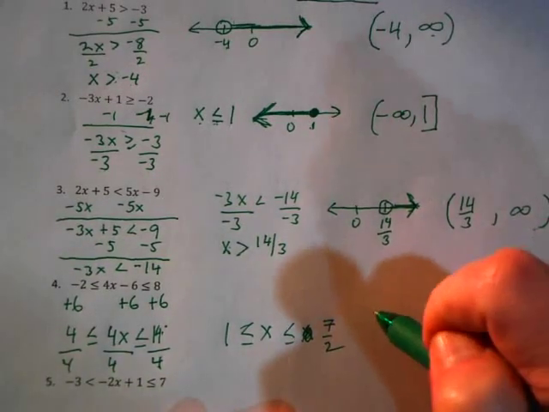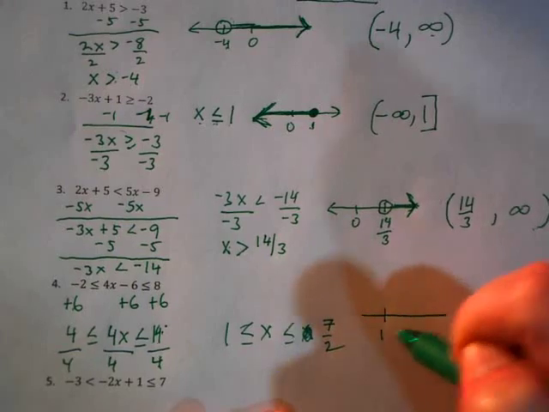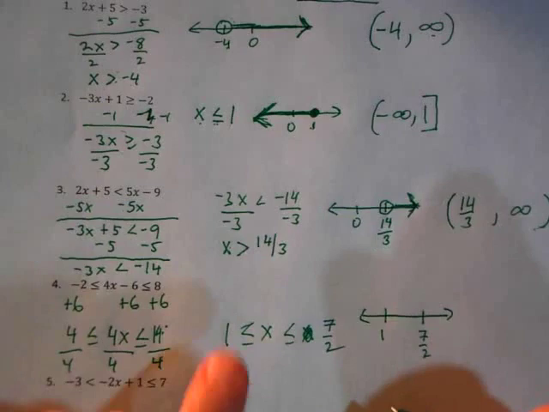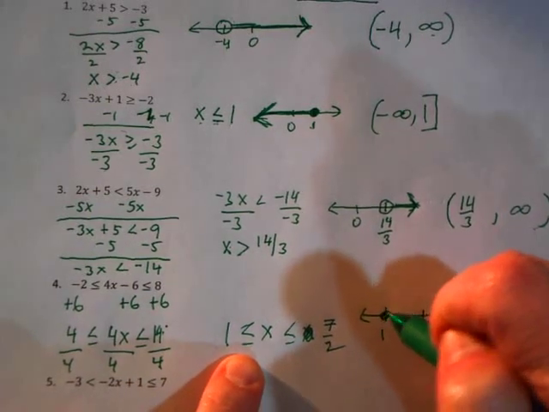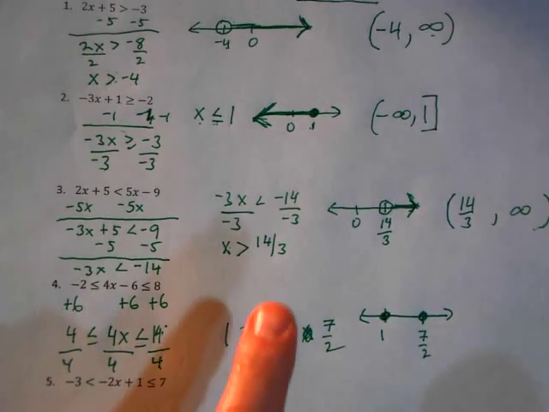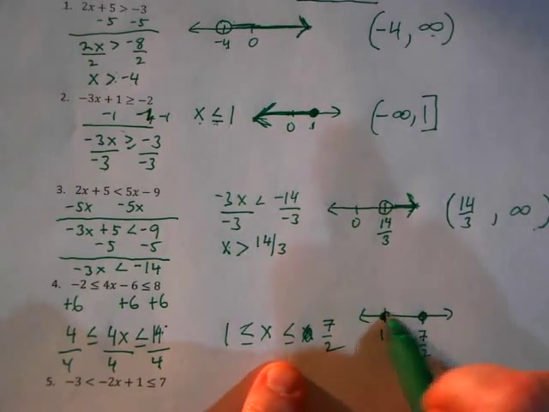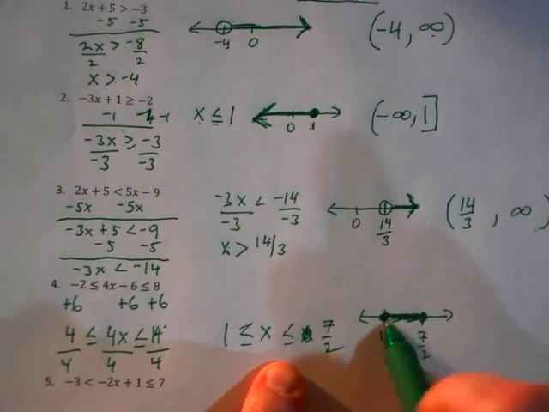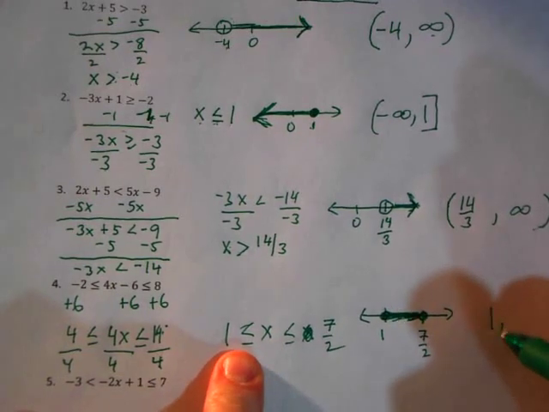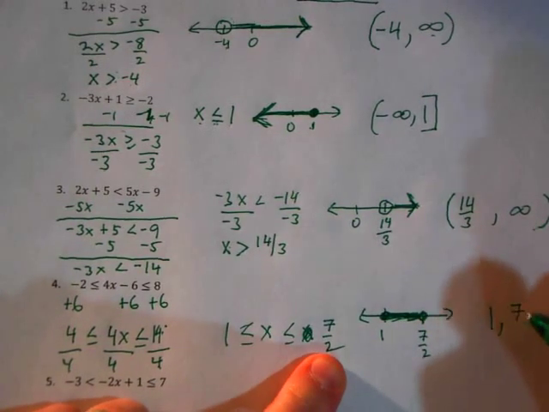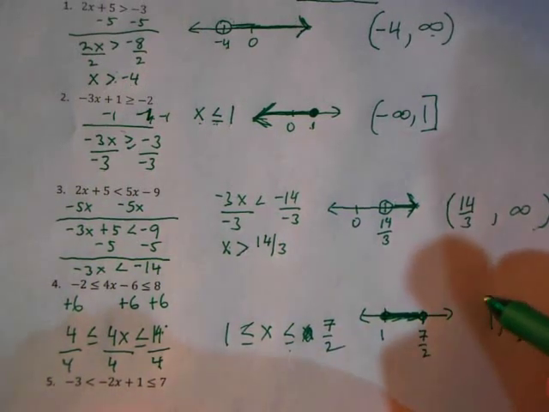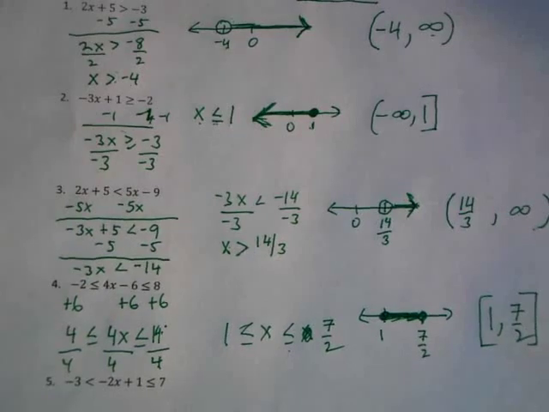Alright, so I go to draw my number line. I have 1. And I have 7/2. There's an equal to sign there, so the 1 gets a dot. There's an equal to sign there, so the 7/2 gets a dot. And then x is in the middle, so I want everything in the middle. Interval notation, the smallest thing is a 1. The biggest thing is a 7/2. They both have equals. They both have dots. So they both get square brackets.